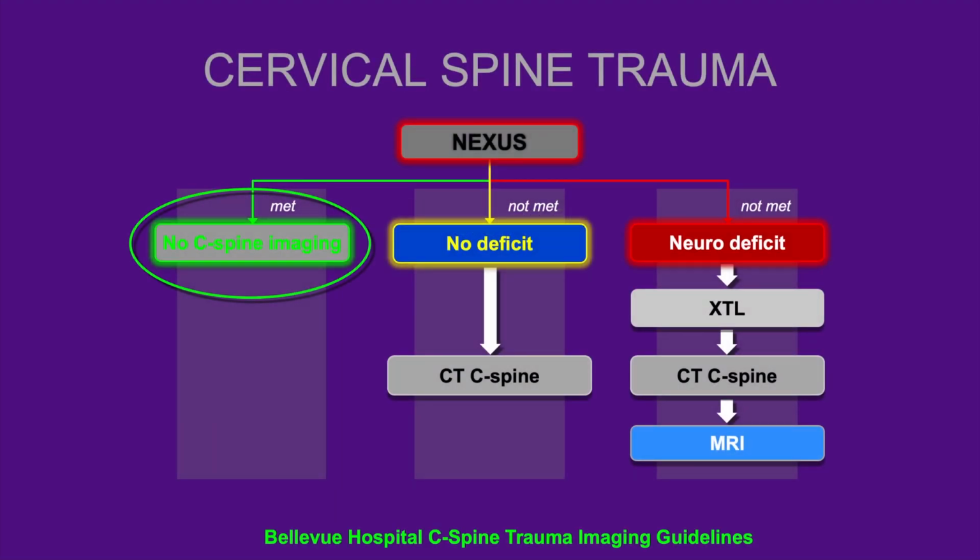When it comes to cervical spine trauma, we know that the emergency room physicians use the NEXUS criteria. If those criteria are met, they're on the left, you don't need any imaging of the cervical spine. If the criteria are not met, it depends on whether the patient has a neurologic deficit. If there is no deficit, you can proceed directly to CT of the cervical spine. If there is a neurologic deficit, you may want to get X-rays of the thoracic and lumbar spine, a CT of the cervical spine, and then proceed to MRI to evaluate the status of the cord.